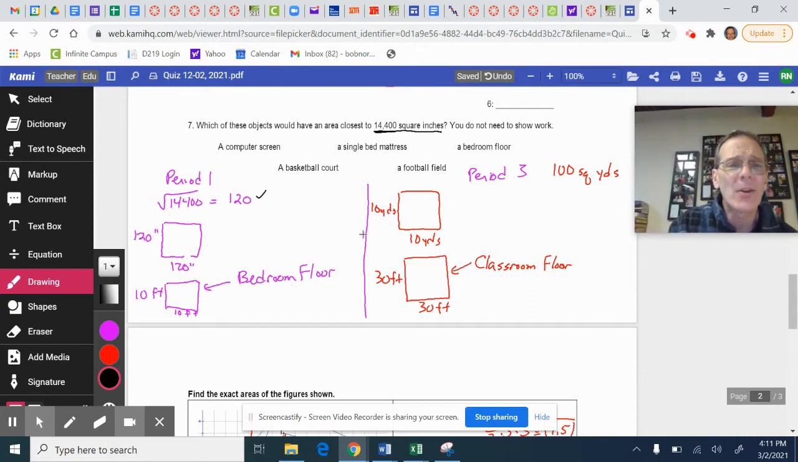But how long is 120 inches? Well, you know that there are 12 inches in a foot. So divide 120 by 12 and you'll get 10 feet by 10 feet. And now among all of these choices, a bedroom floor is definitely going to be the closest to 10 feet by 10 feet. Basketball courts are way bigger than that.